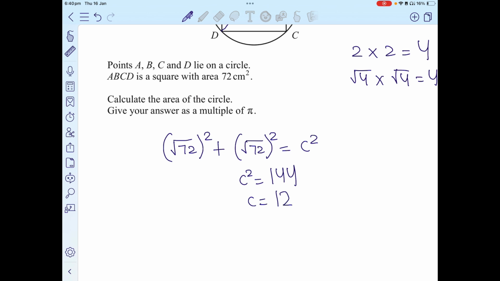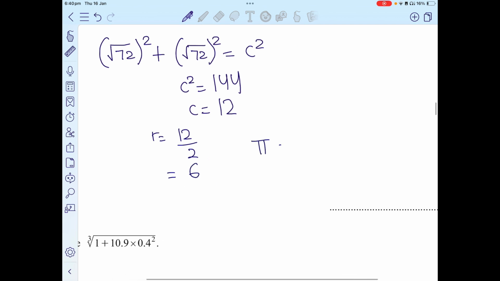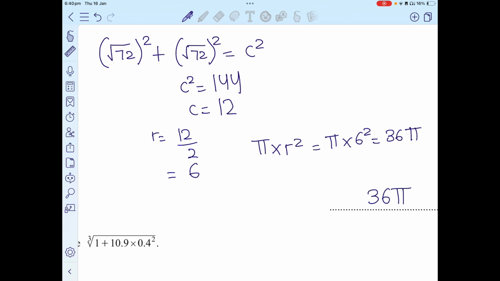Now remember, this c is the diameter value. So the radius is going to be 12 over 2, which is going to be 6. And then what we do is pi times r squared. So pi times 6 squared, and that is going to be 36 pi. And I hope this is clear. The answer is going to be 36 pi.